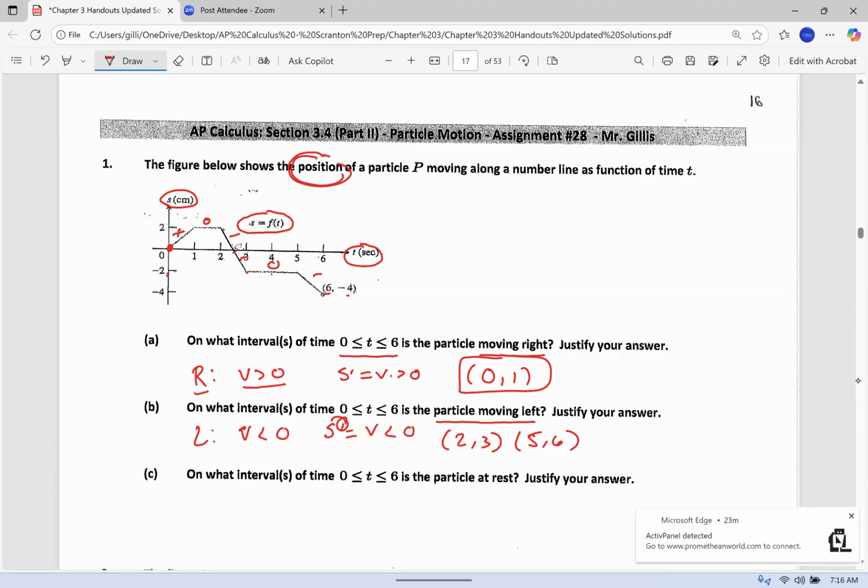And on what intervals is the particle at rest? Well, at rest triggers velocity equals 0. So when does the slope of s equal 0? The particle is not moving from 1 to 2 and from 3 to 5.